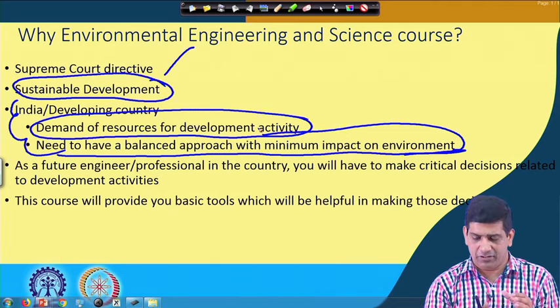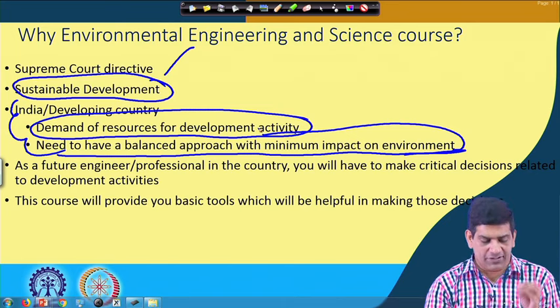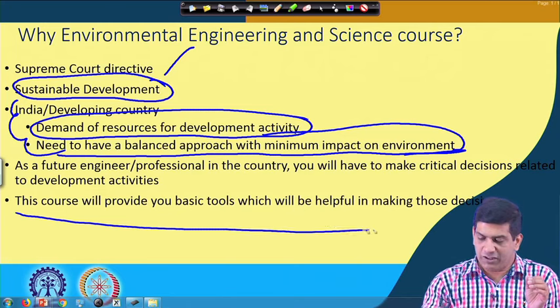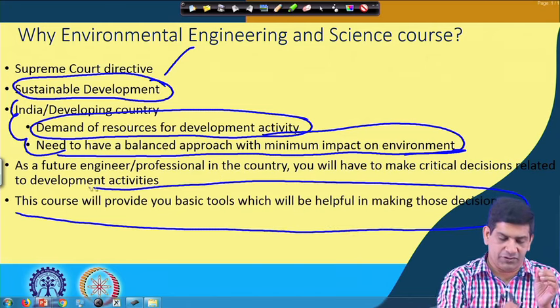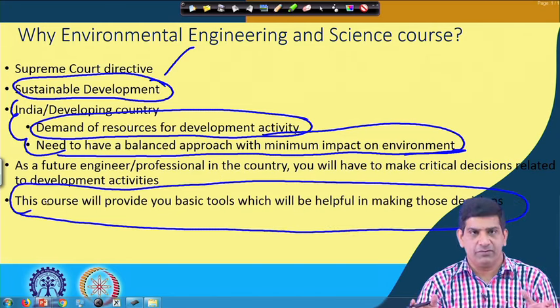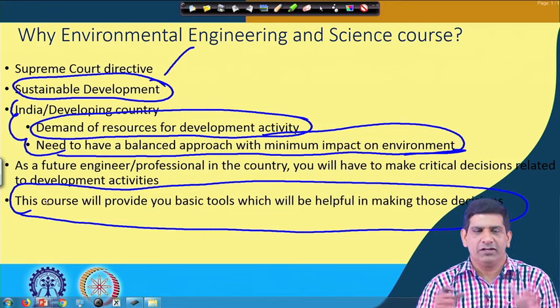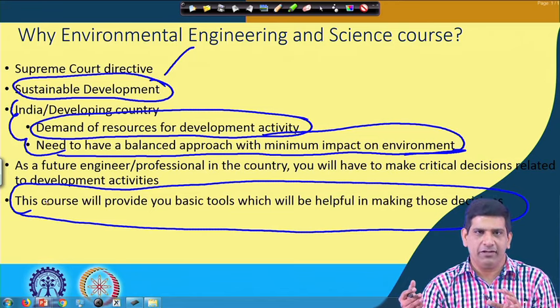As a future professional, you will make critical decisions related to development activities. So you will be making a lot of decisions. This course essentially will provide you some basic tools in making those decisions. So that is the whole purpose of this course. We are not going to make you an expert environmental engineer in 12 weeks. That is not possible because there are several courses you have to take to become that.